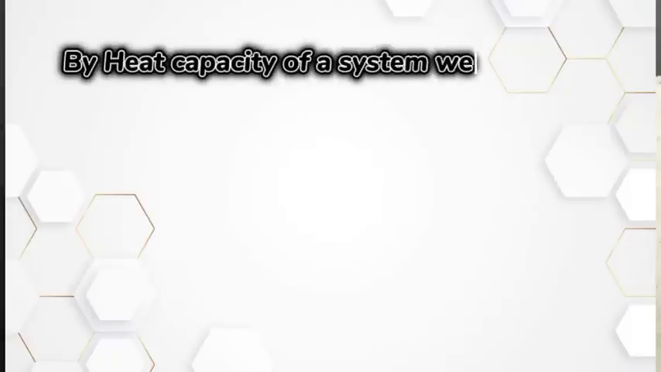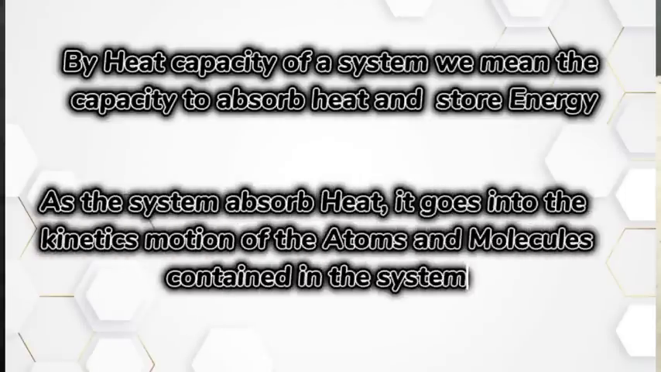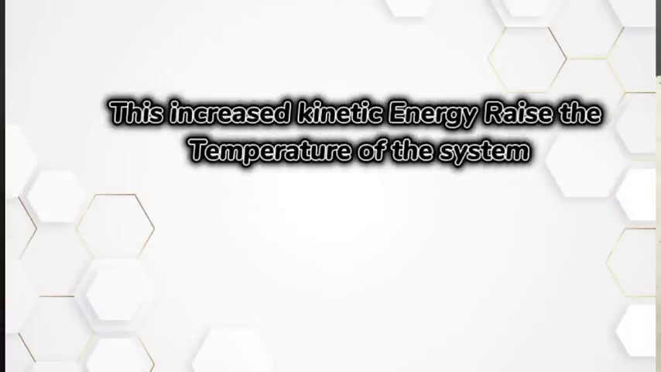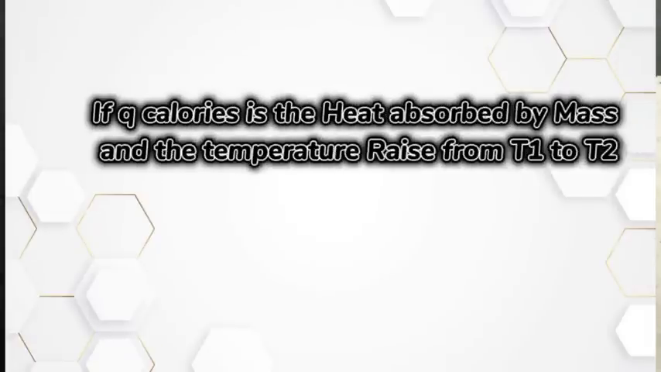So please take the definition down. By heat capacity of a system we mean the capacity to absorb heat and store energy. As the system absorbs heat, it goes into the kinetic motion of the atoms and molecules contained in that system. This increased kinetic energy raises the temperature of the system. So if Q calories is the heat absorbed by mass M and the temperature is raised from T1 to T2, the heat capacity C is given by the expression.